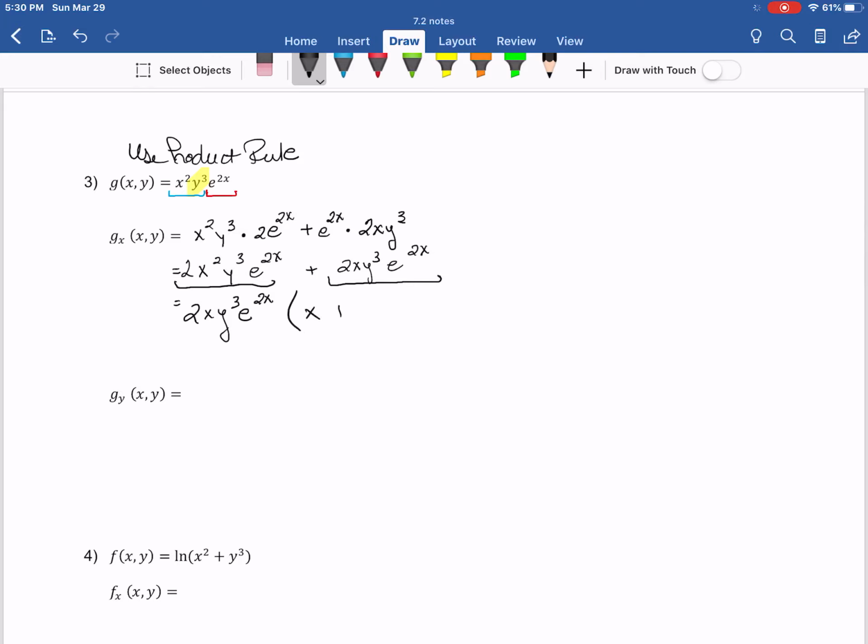From the second term, I have nothing. Everything got brought out. So I need to put a 1 as a factor in that spot. So that is your simplified answer right there. That's where you should get to.